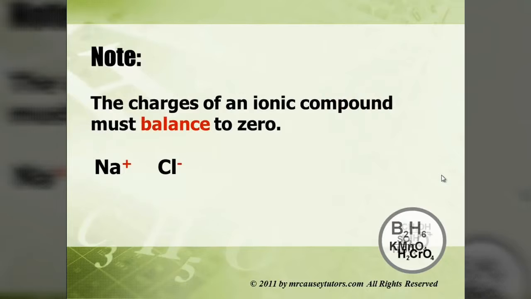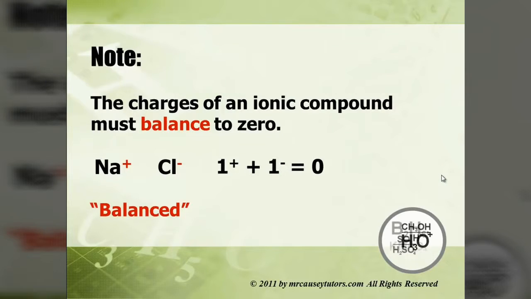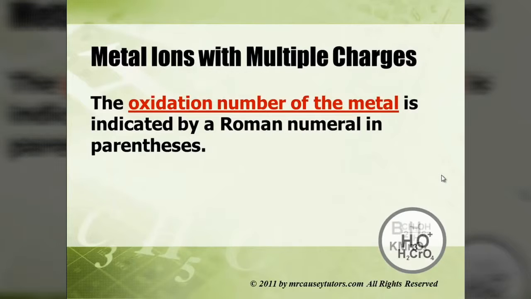The charges of an ionic compound must balance to zero. Notice the sodium has a +1, and the chlorine has a -1, and +1 and -1 is 0. So we don't have to add any extras. They balance out perfectly. Voila.